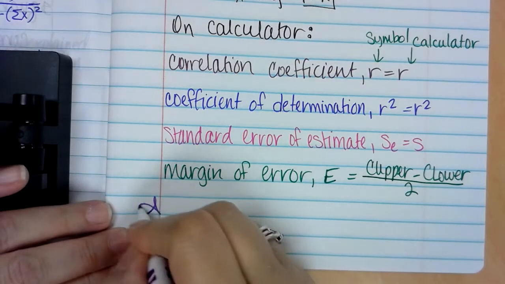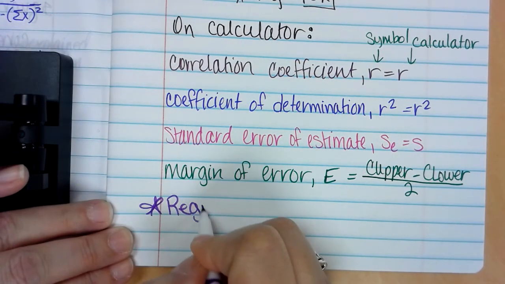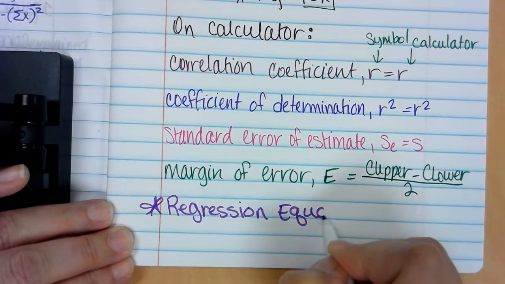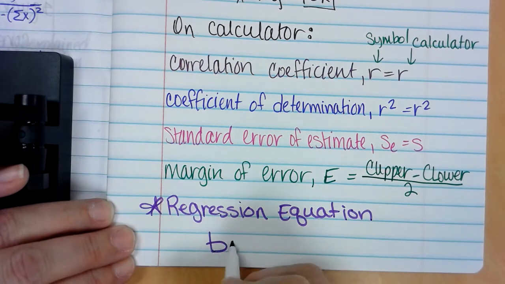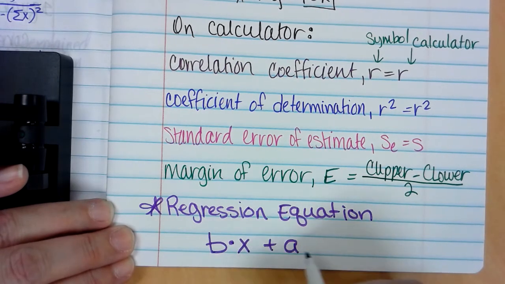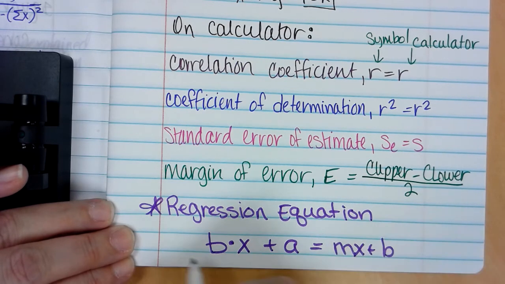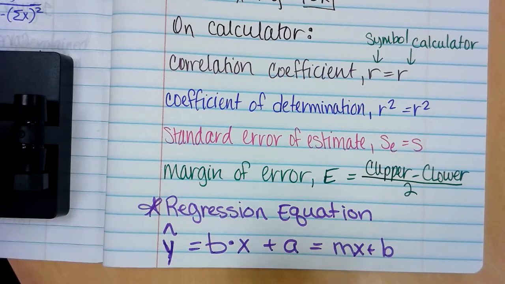So something to remember, using this formula, the regression equation is not mx plus b. They use a different one. They use b times x plus a. So that's the same thing as mx plus b. So you just have to remember that y hat is a little bit different in this particular scenario. Okay?